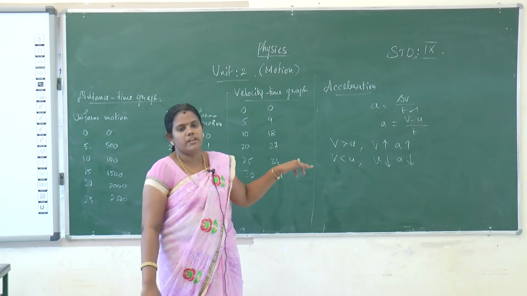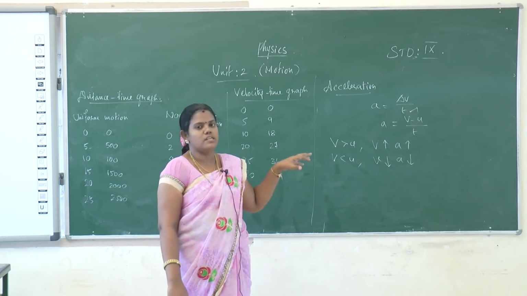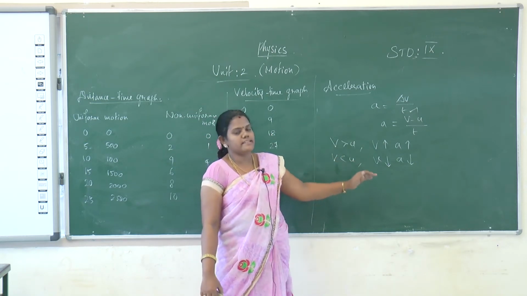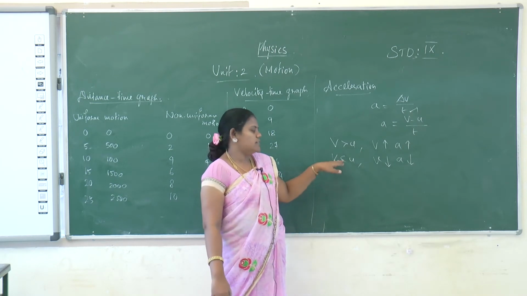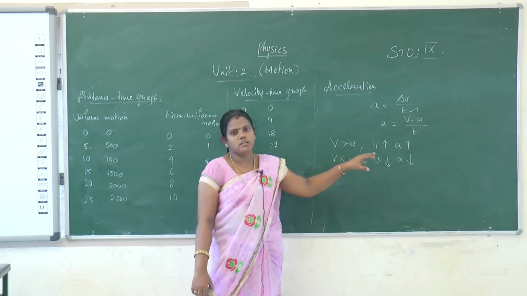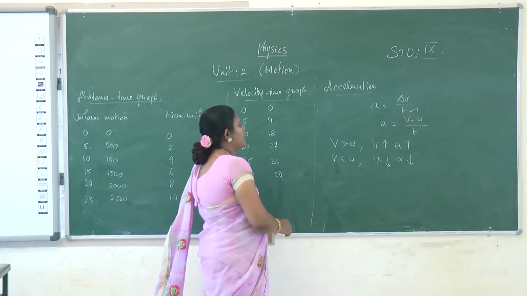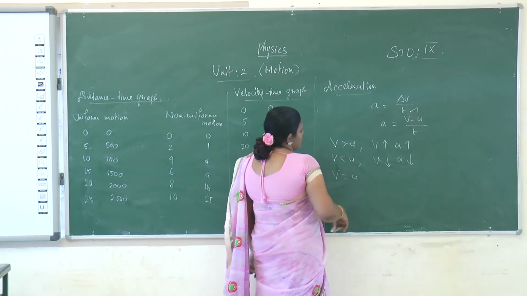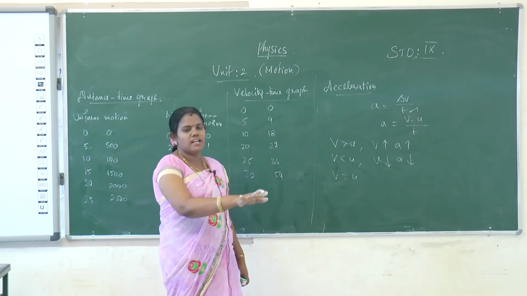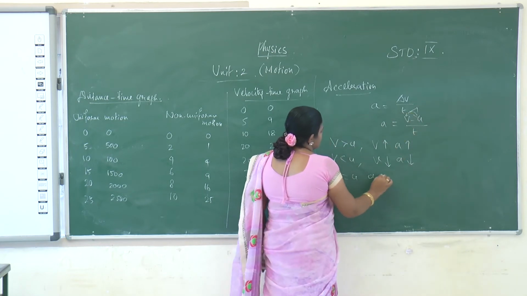This term is very important. It is frequently asked in 2 mark questions: what is retardation, what is negative acceleration. Negative acceleration means the velocity decreases. When the final velocity is less than the initial velocity, negative acceleration occurs, called deceleration and retardation. And when will the acceleration be 0? When the initial velocity is equal to the final velocity. If the object is moving at a constant velocity, the acceleration is 0.